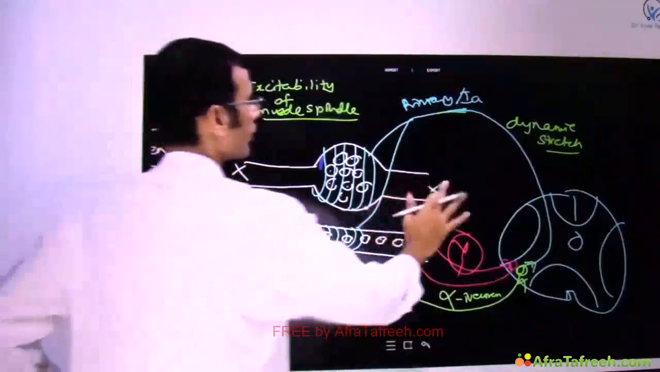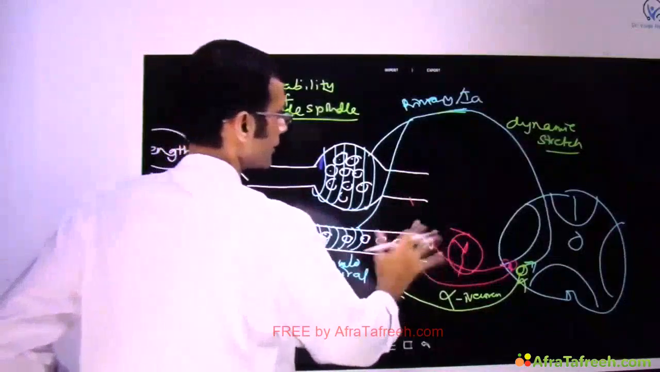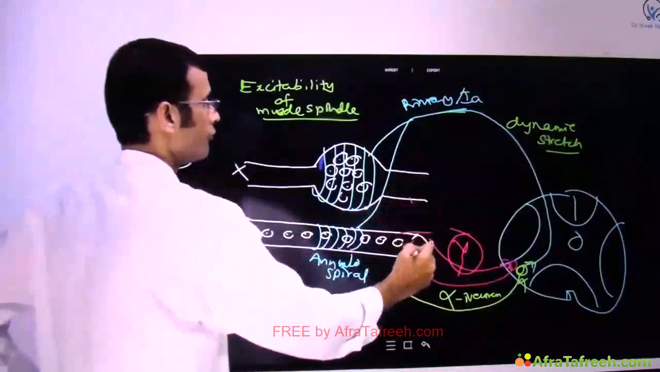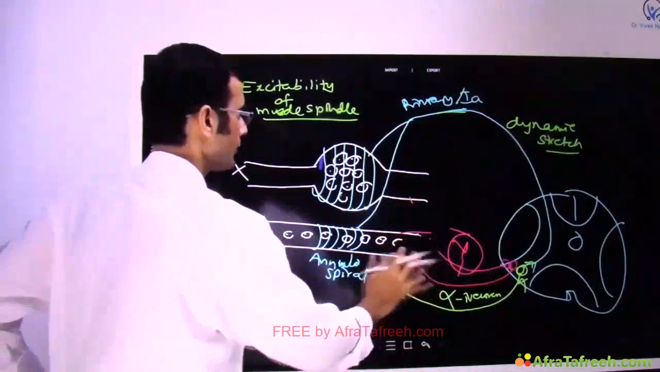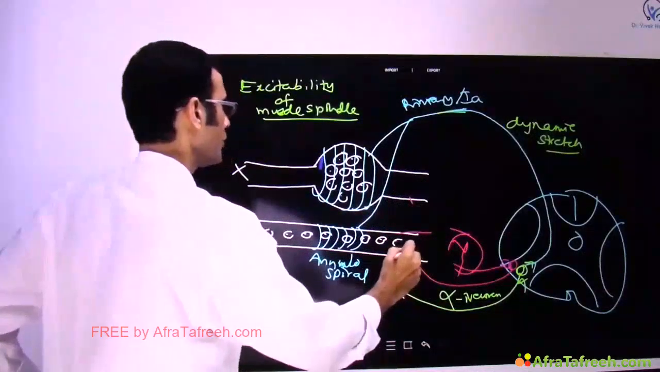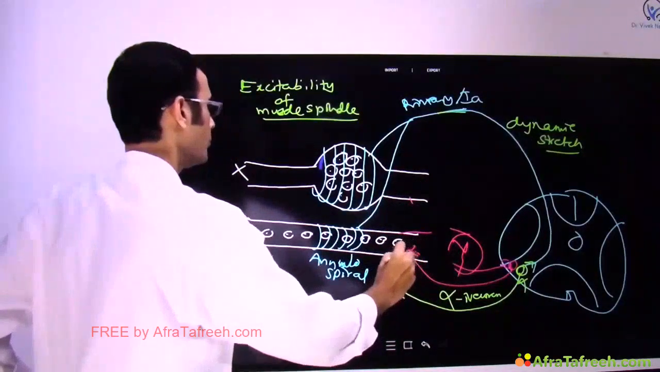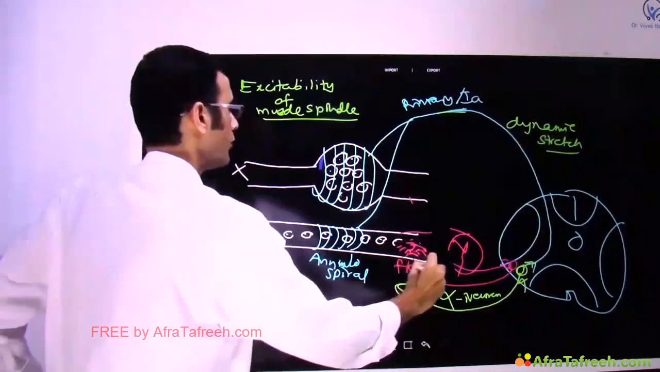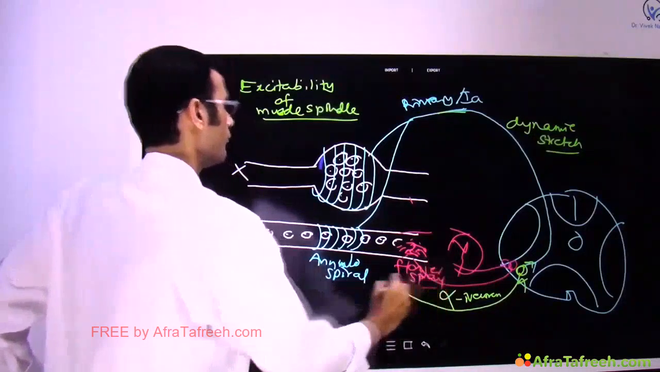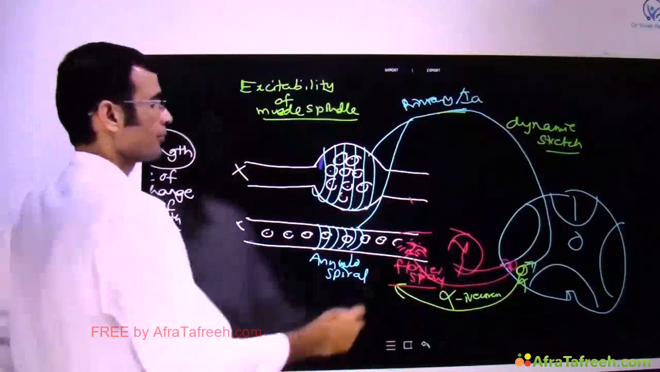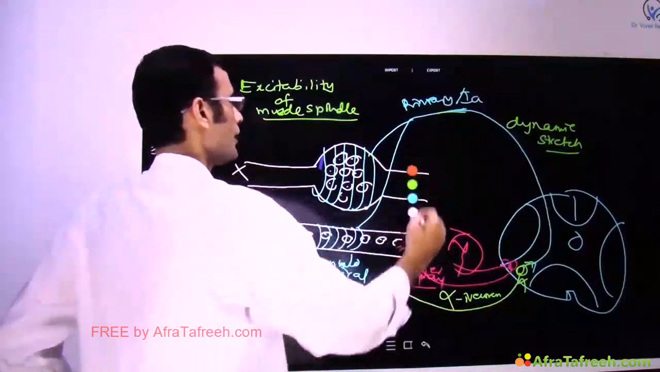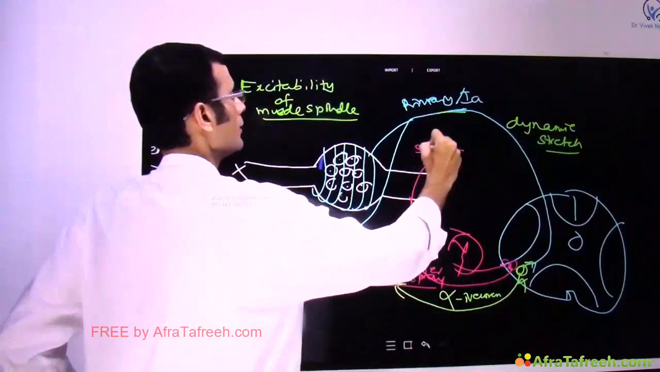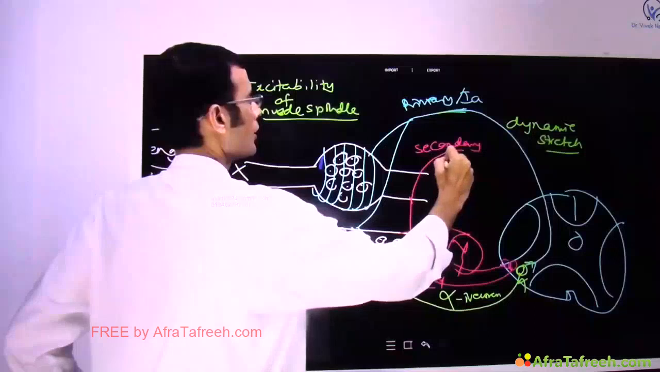Let's just see one more innervation in the muscle spindle and then we discuss the Golgi tendon organ. From the ends of the nuclear chain intrafusal fibers, only from the nuclear chain, not nuclear bag, mind you, there are endings which are called flower spray endings. They give rise to another afferent which is called secondary or type 2 afferent.